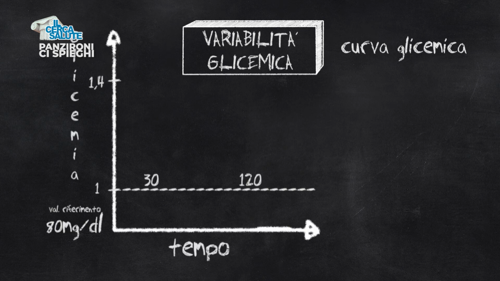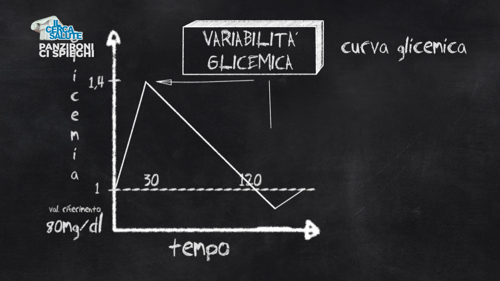In fact, the blood glucose curve is measured in a graph where we find, on the ordinate, blood glucose, with a base of 80 milligrams per deciliter, and on the abscissa, the time elapsed since food intake. Measuring the difference between the maximum peak and the minimum blood glucose level represents glycemic variability.